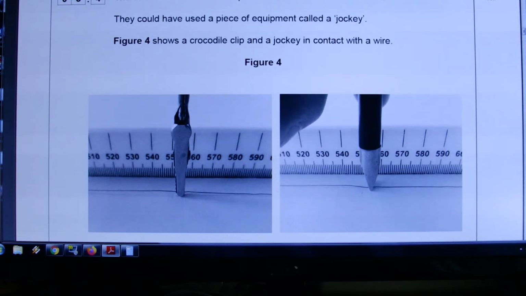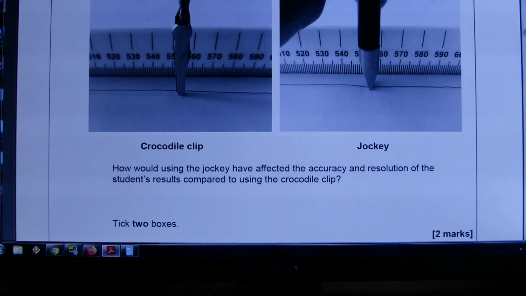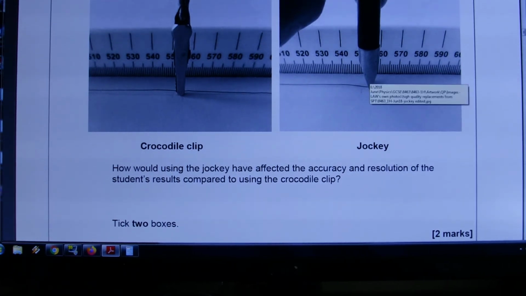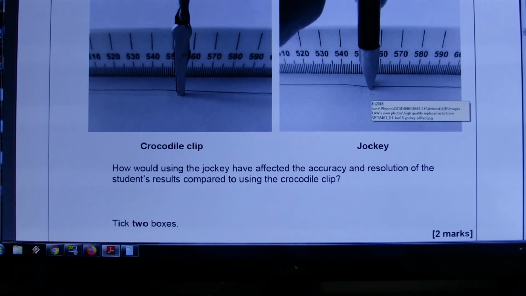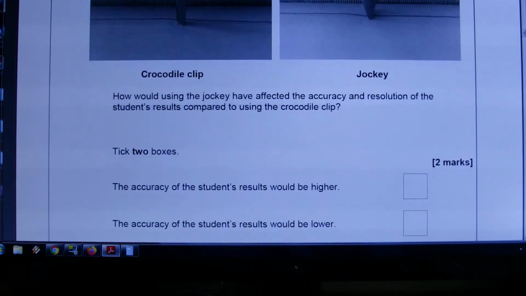Crocodile clip, jockey. Using the jockey allows you to make contact at this point here, whereas the crocodile clip is attaching here and here, at both sides. The jockey is attaching at more like a single point, so you can more accurately measure the length of the piece of wire that you're studying. Although the crocodile clip bites into the wire and might damage it.